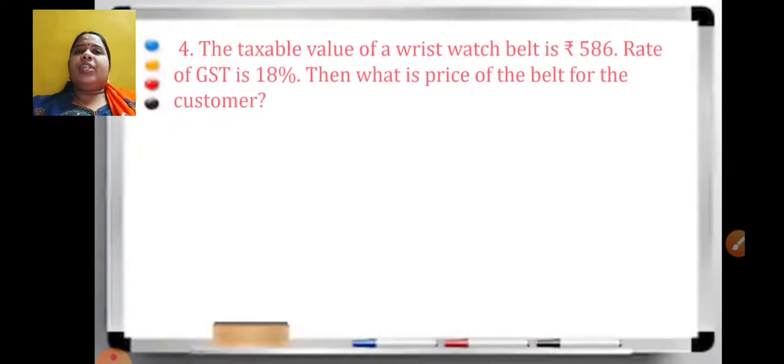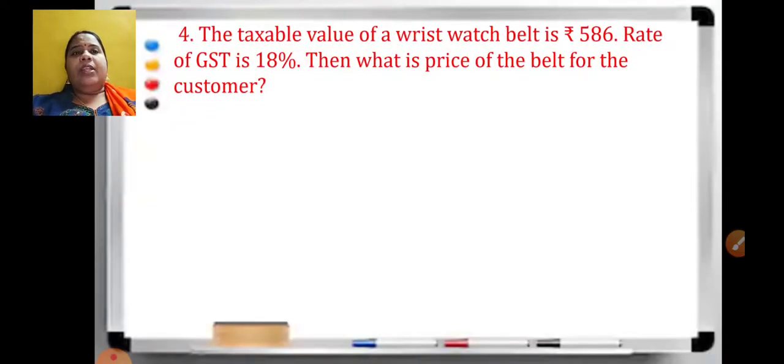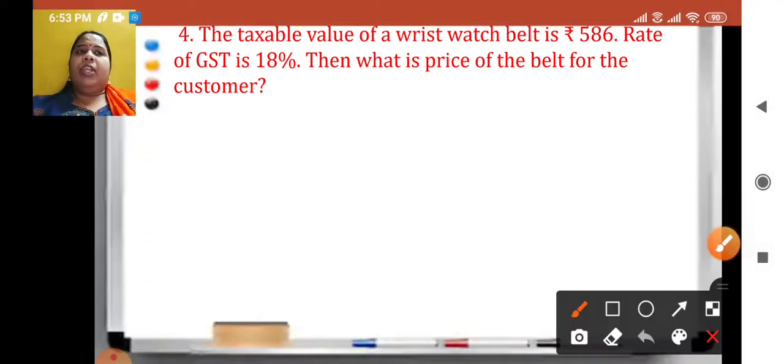The next question is the fourth one. The taxable value of a wristwatch belt is rupees 586. Now the taxable value is given to you. Rate of GST is how much? 18%. Then what is the price of the belt for the customer? Try to understand. You are going to a shop to buy a wristwatch belt. The price of the belt written on it is 586. Okay. Rate of GST is 18%.